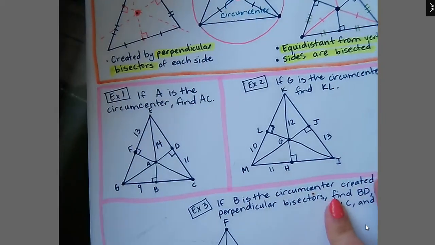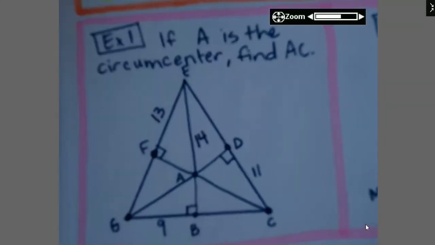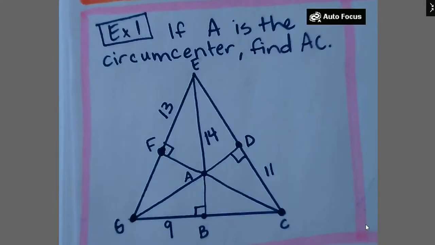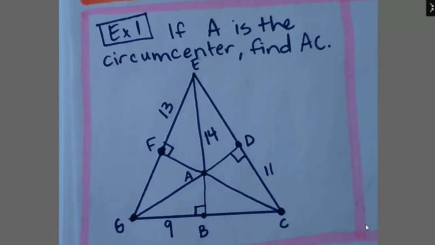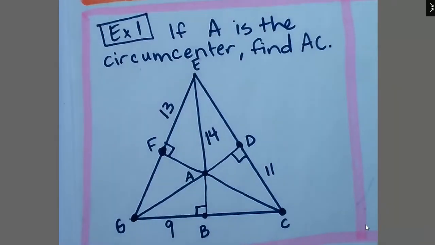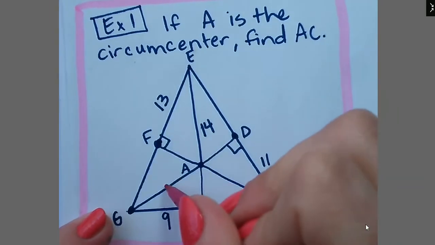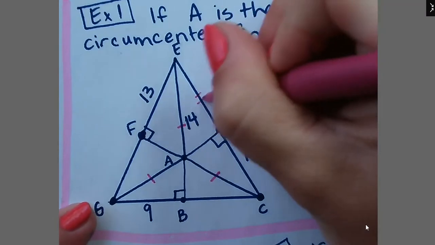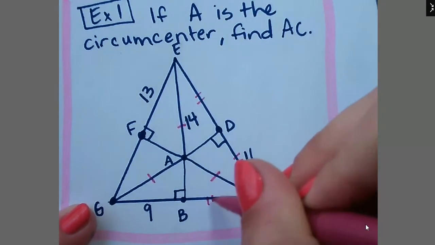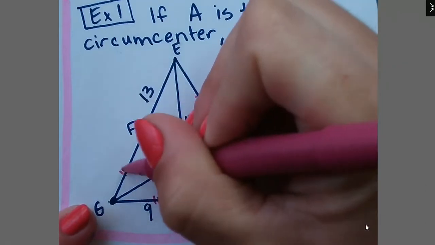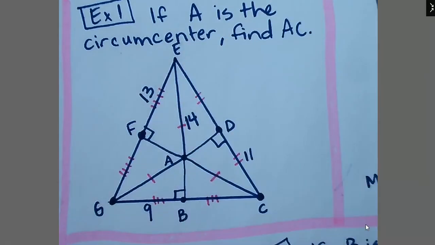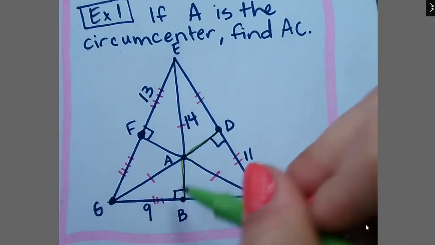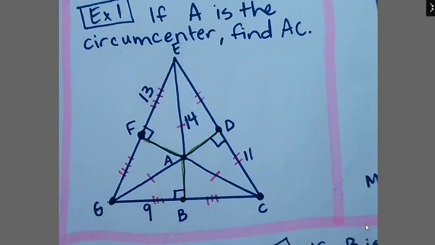Example number 1. If A is the circumcenter, find AC. Okay, so here's A. What we know about this is that all of these things are going to be congruent. Another thing that we know is that this is congruent to this, this is congruent to this, and then these things are congruent. One thing that we don't know anything about is these lengths right here. So these, the ones with the right angles on them, don't really mean anything right now. Those were your perpendicular bisectors.